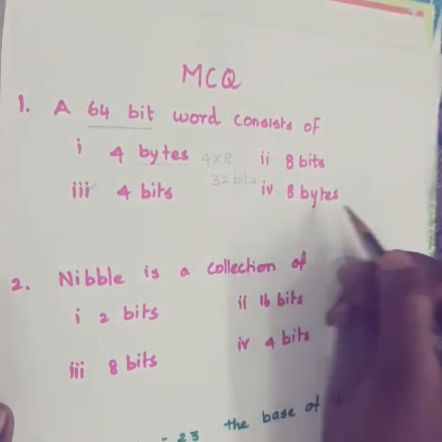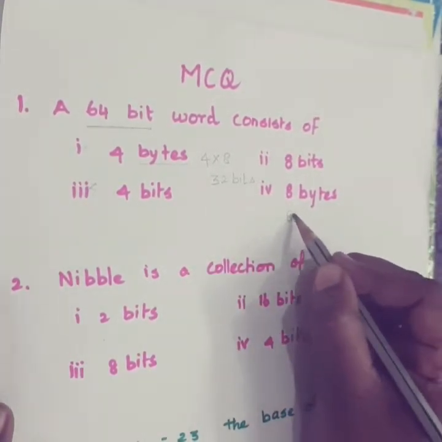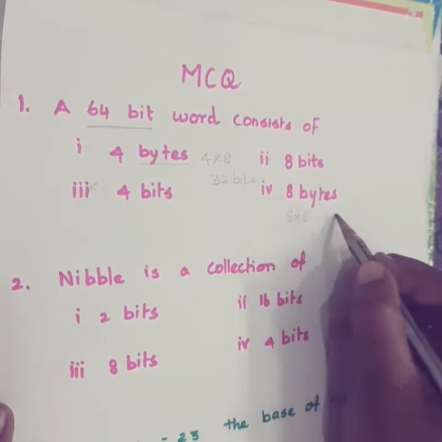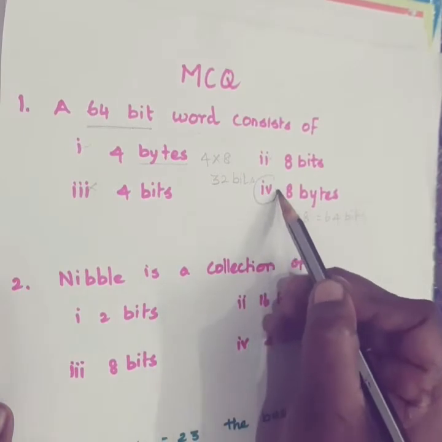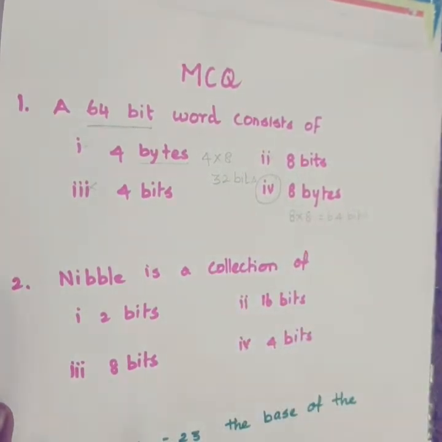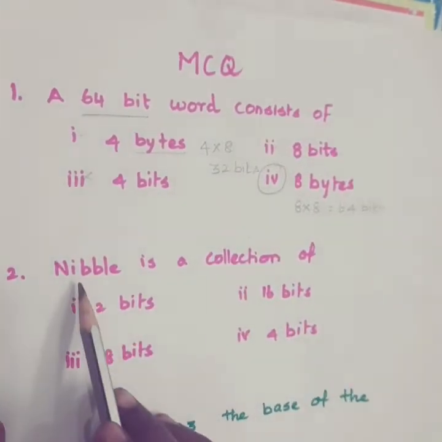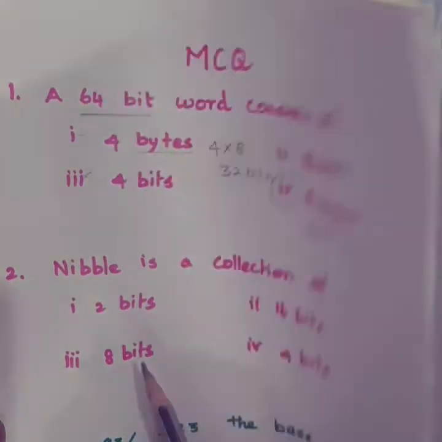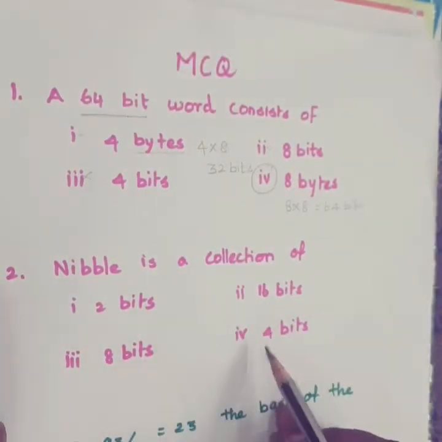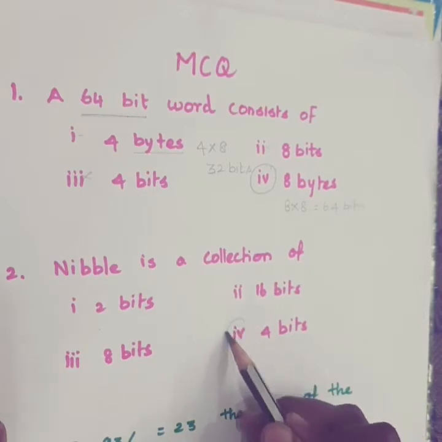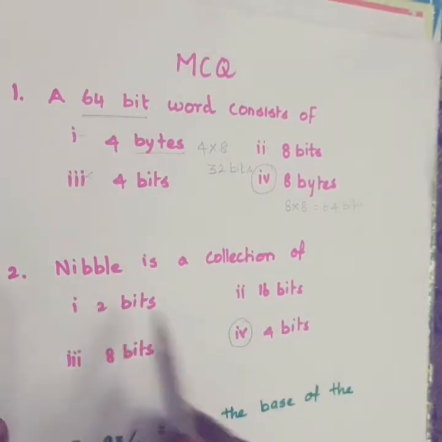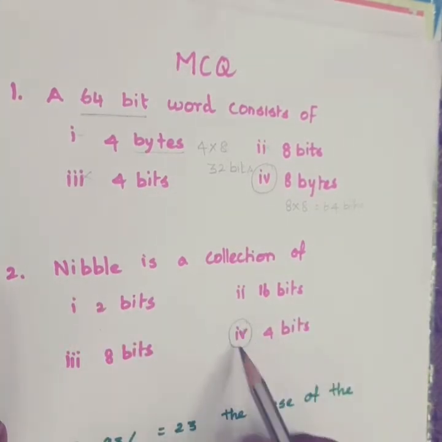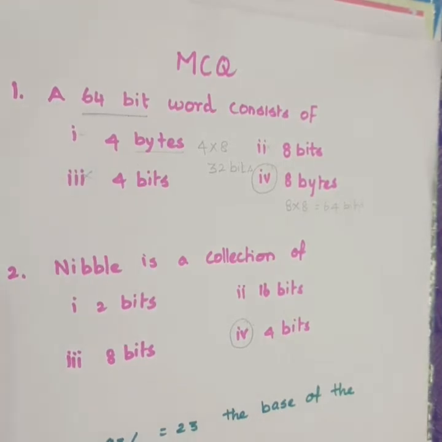Next one is 8 bytes. So 8 into 8, that is 64 bits. So the correct option is the fourth one. Okay, so next question, nibble. Nibble is a collection of what? We know that nibble is a collection of 4 bits. Byte is a collection of 8 bits and word is a collection of 16 bits. Similarly, nibble is a collection of 4 bits. The fourth option is the correct one.